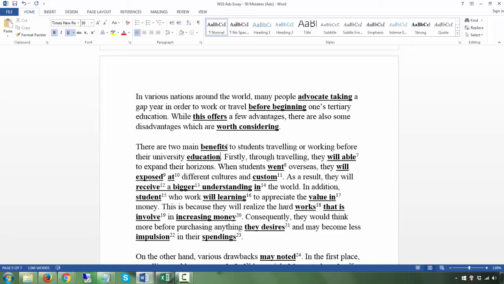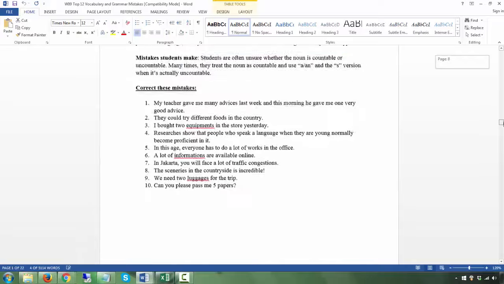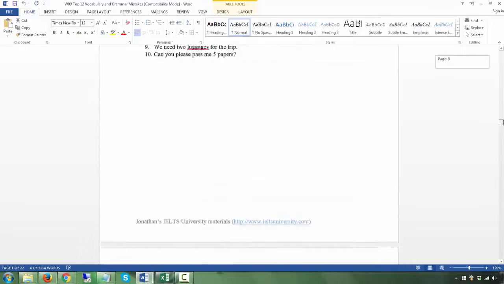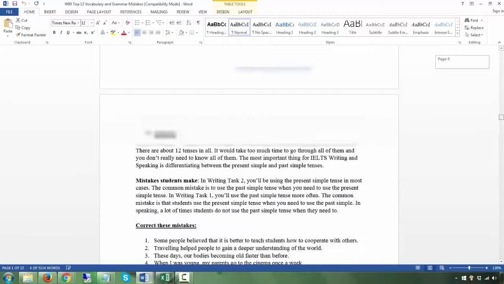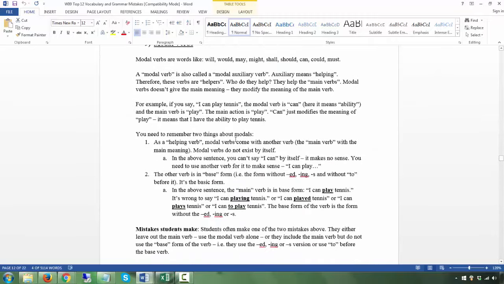"Firstly, through traveling, they will able." Okay, a kind of a common mistake by some students. "Will", remember we talked about one mistake regarding the modal verbs. So will always comes with, I mentioned two things for modal verbs. Firstly, will, let's go to modal. Have we gone past? Okay, modal verbs.